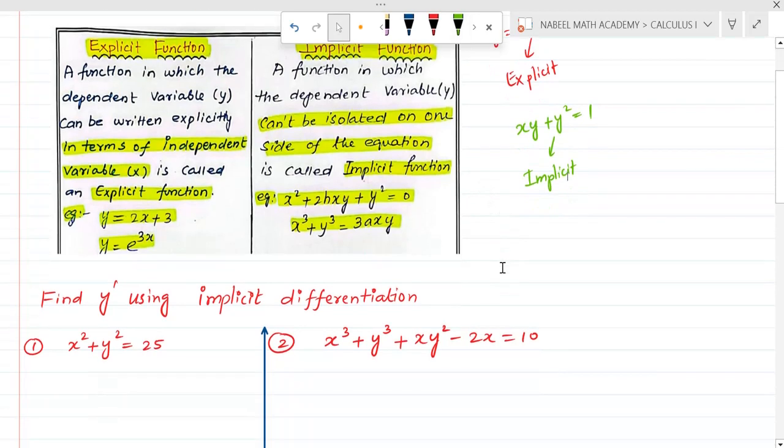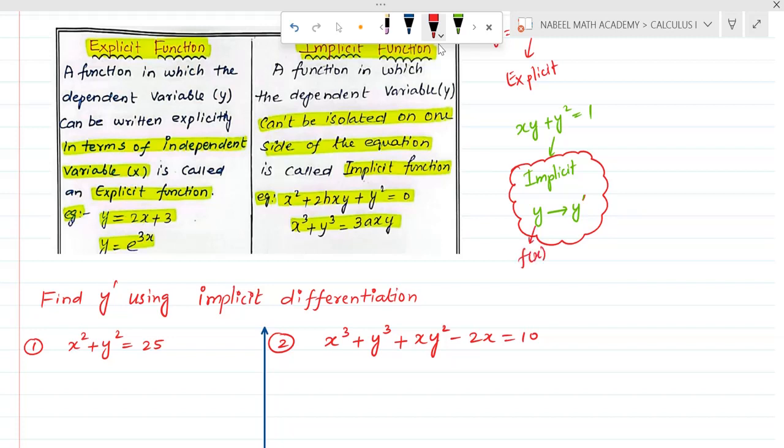So how will you differentiate the implicit function? Everything, the chain rule, product rule, quotient rule, will be the same. The only difference in the implicit is that when you differentiate y, it becomes y prime, because y is a function of x. When you have x and y together, you have to use the product rule because both are functions of x. So we will solve the problems here one by one.